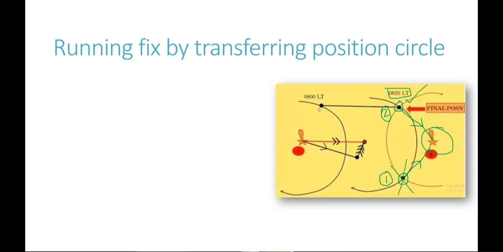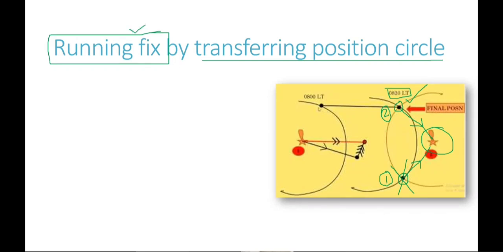Number 1 will not be our position. So this is the basic concept of transferring a position circle, and this is also known as a running fix. We do a running fix by transferring a PL also, and if we obtain a position by transferring a position circle, it is also called a running fix by transferring a position circle.